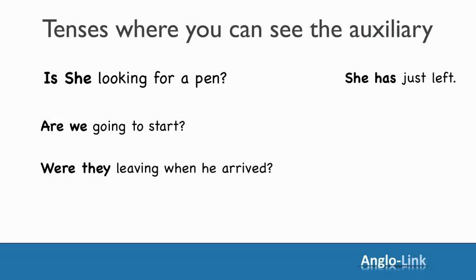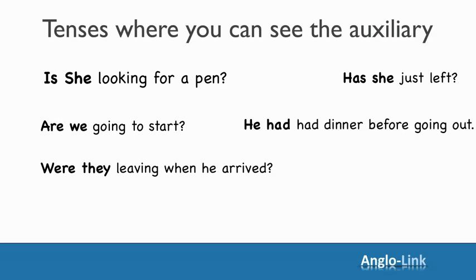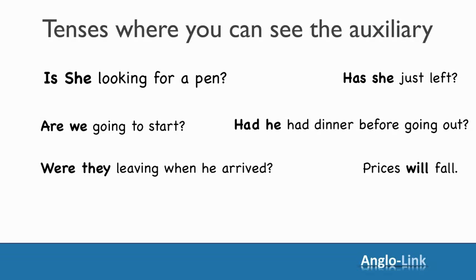Here we have the present perfect with the auxiliary has. Just move it behind she. Has she just left? The past perfect. He had had dinner before going out. Just move had before he. Had he had dinner before going out? And finally, with the future tense, will. Simple enough, move will to the beginning of the sentence before the subject. Will prices fall?